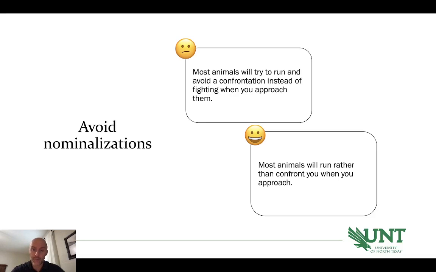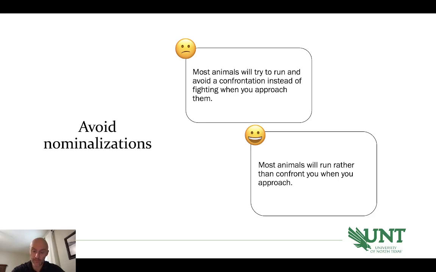So in this first example, most animals will try and run and avoid a confrontation instead of fighting when you approach them. We have that word confrontation, and we know that it's related to the word confront. It's just the noun form of the verb confront. And it's often a good idea to look for these nominalizations. Many of them end in tion or ity or other endings like that, and turn them back into verbs.